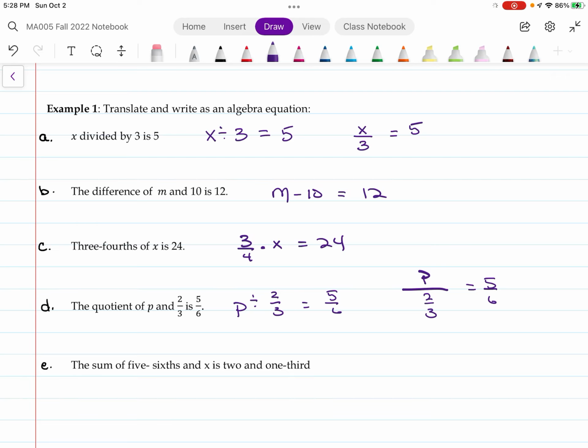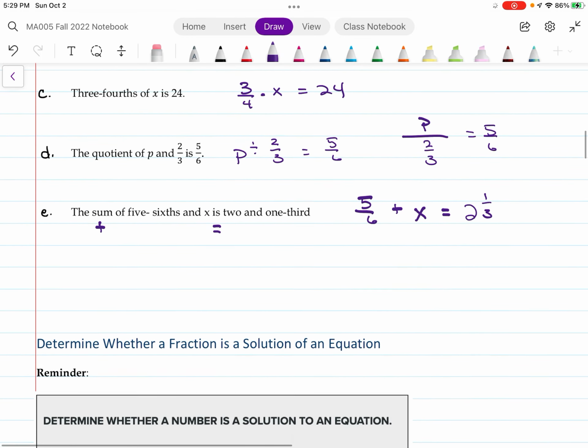Okay, and the last one, the sum of 5/6 and x is 2 1/3. So the sum means plus, and remember, is means equals, so there's our equal sign. So the sum of 5/6 and x is 2 1/3. Okay, so this would be hard to do like this. You'd probably want to turn the right one into an improper fraction so you can do the math. All right, so let's look at doing the math.